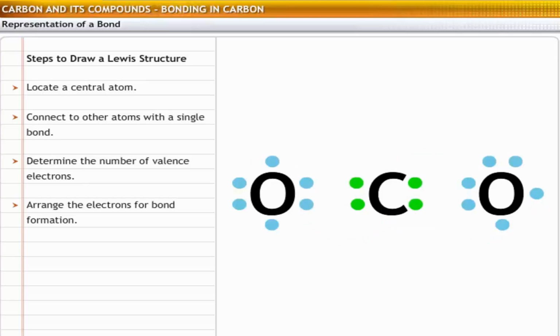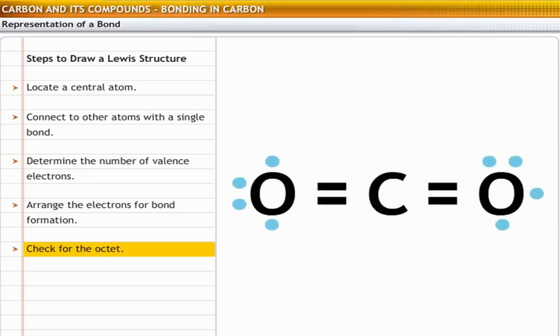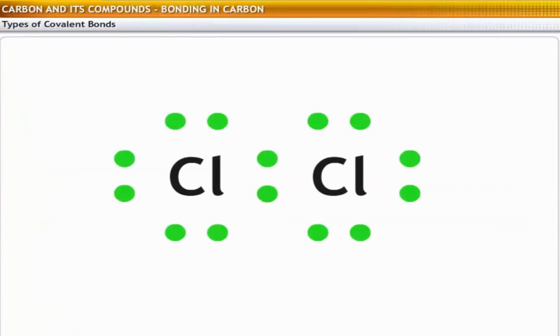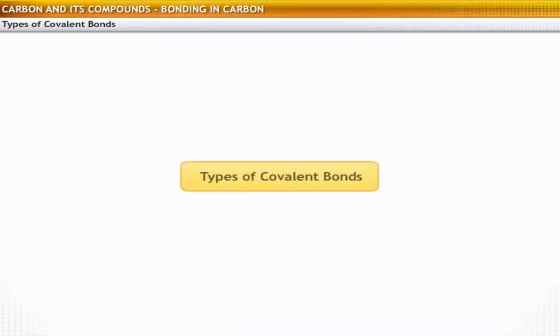In this example, we observed that the octet was not completed. Hence, we move 1 electron for each, and now we see that both the carbon and oxygen atoms achieve the octet by forming a double bond between them. In a covalent bond, a shared electron pair is known as a bond pair. The bond pair is represented by a line between the bonded atoms.